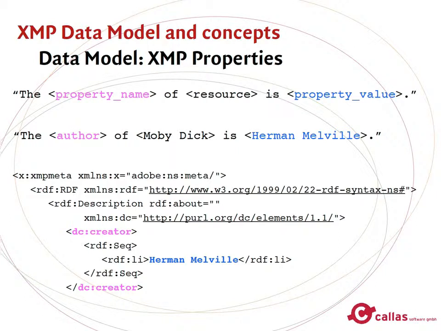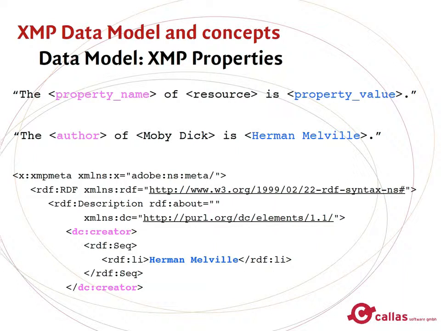So you could express that also in a simple sentence. The property name of a resource is a property value, or in an example, the author of Moby Dick is Herman Melville. And you can do it in a more formal way if you write it in XMP. So in the XMP, you see it's an XML representation of the metadata, and you see the property name in magenta and the property value in blue, but you have no indication of the resource itself. So the resource is not part of the XMP metadata itself.